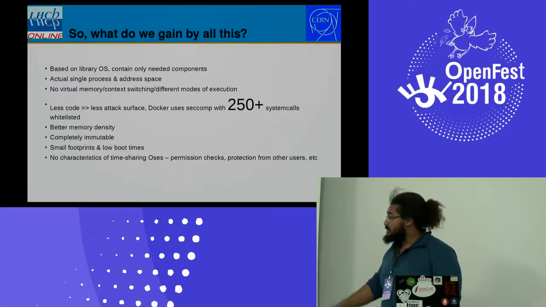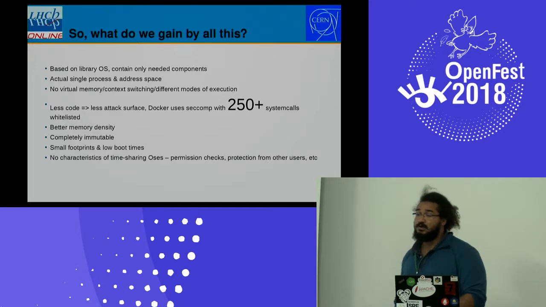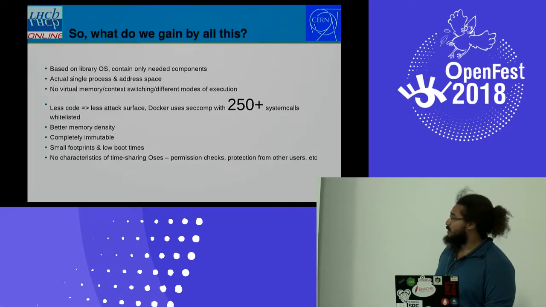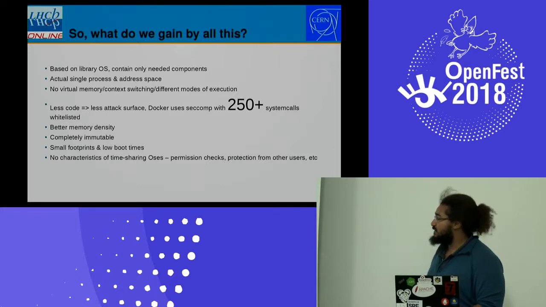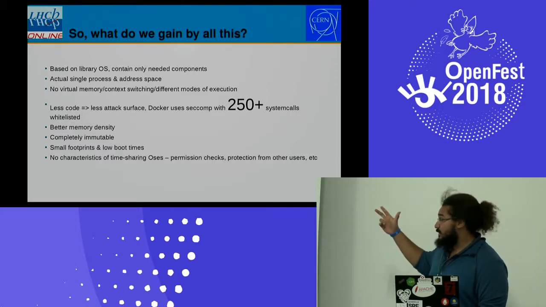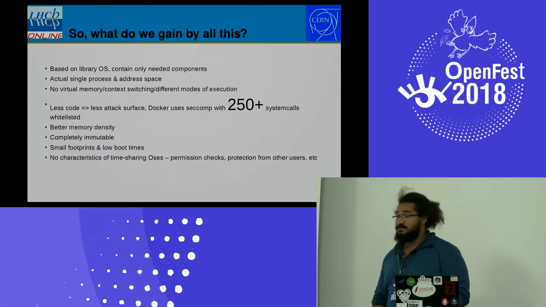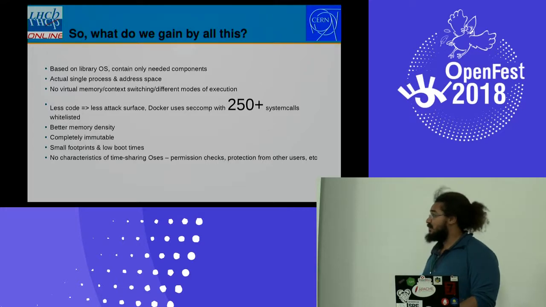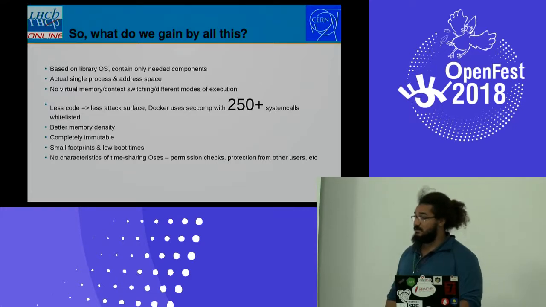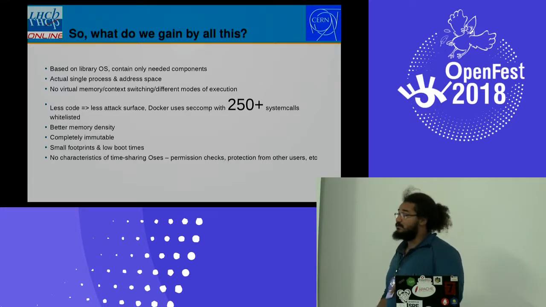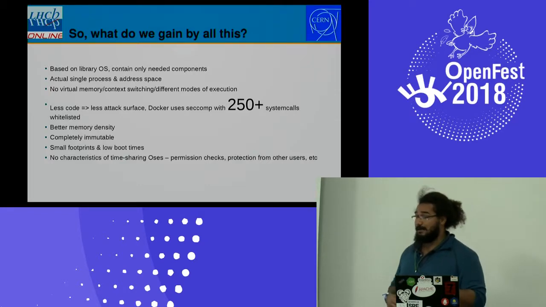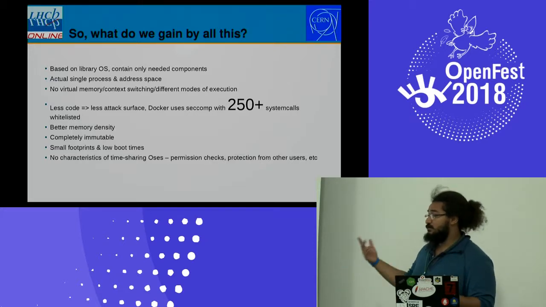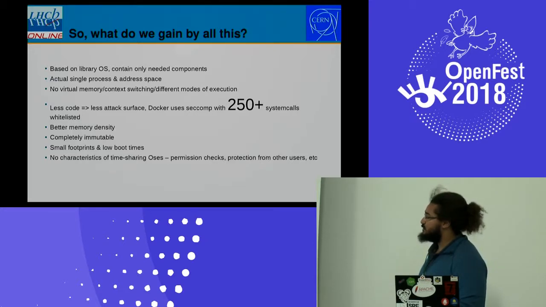It is a single process in a single address space, so you don't have any of the losses of operating in a virtual address space. There is no virtual memory, there is no context switching, no different modes of execution. This basically means your application is never going to be begging the kernel for anything. Your application is never going to do any context switching, which can add a lot. And we have no virtual memory, so we get some performance benefits from there.